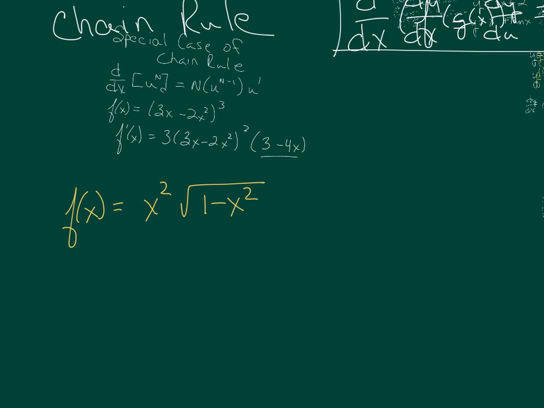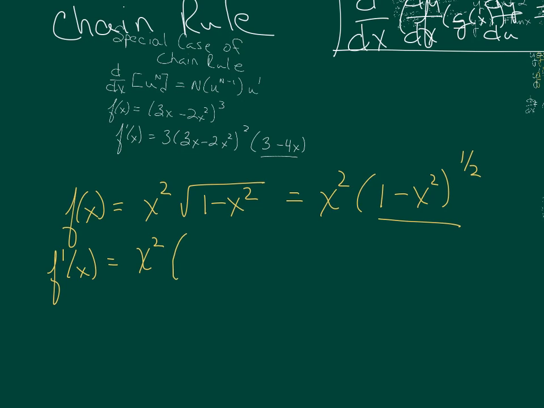Okay, this is involving the product rule and the chain rule. Because we obviously have two factors multiplied together, and for the square root of 1 minus x squared, we'll have to use the chain rule. So I'm going to first rewrite this as x squared times 1 minus x squared to the 1/2. So if we take this derivative, it's the first term times the derivative of the second term, which in this case is going to be 1/2 times 1 minus x squared to the negative 1/2 times negative 2x.